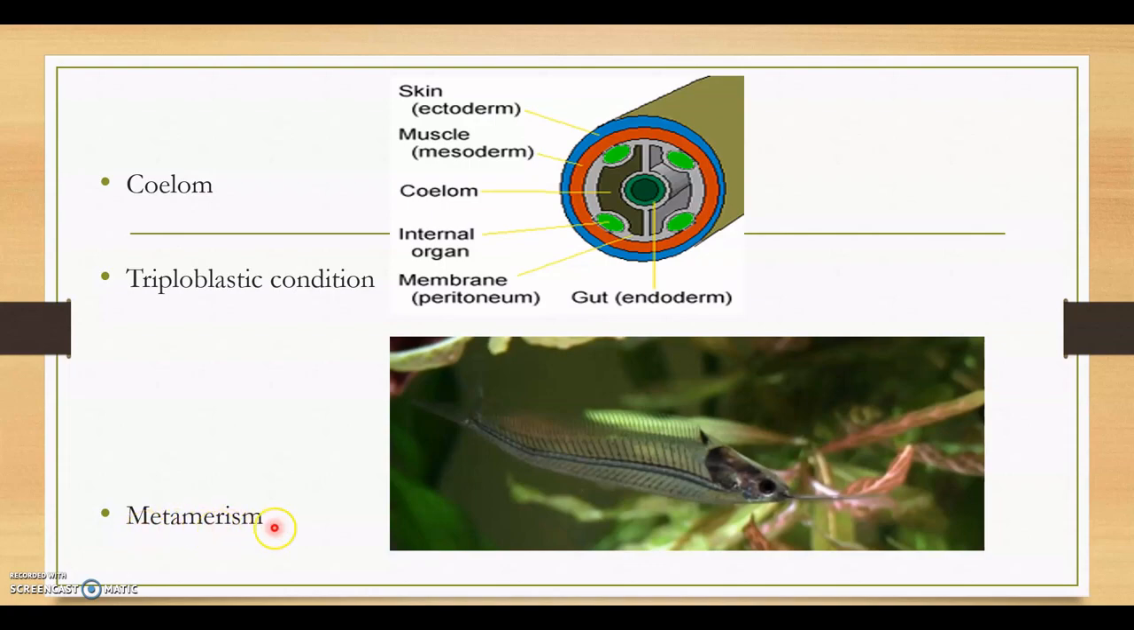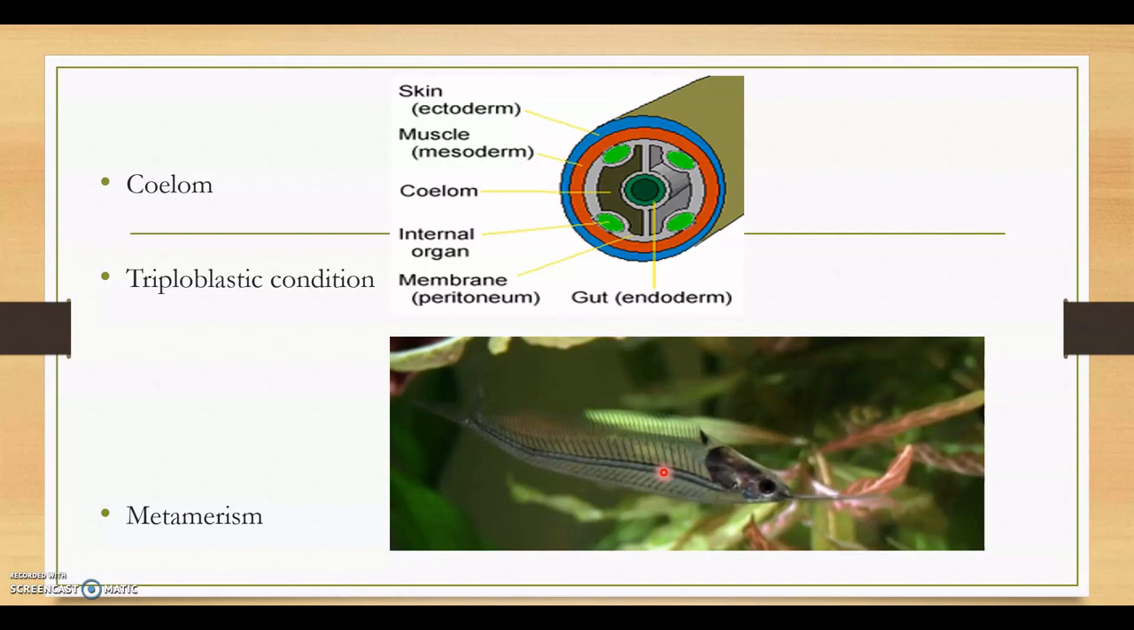Now, next one is the metamerism. Metamerism means what? Metamerism is the division of the body along the anterior-posterior axis into different compartments. So this is an anterior end, this is a posterior end, and the body is divided into different compartments. You can see the compartments are there. Remember one thing, the compartmentalization or the metamerism or segmentation is not clearly visible externally in the chordate, but it is internally divided. There is a clear division.